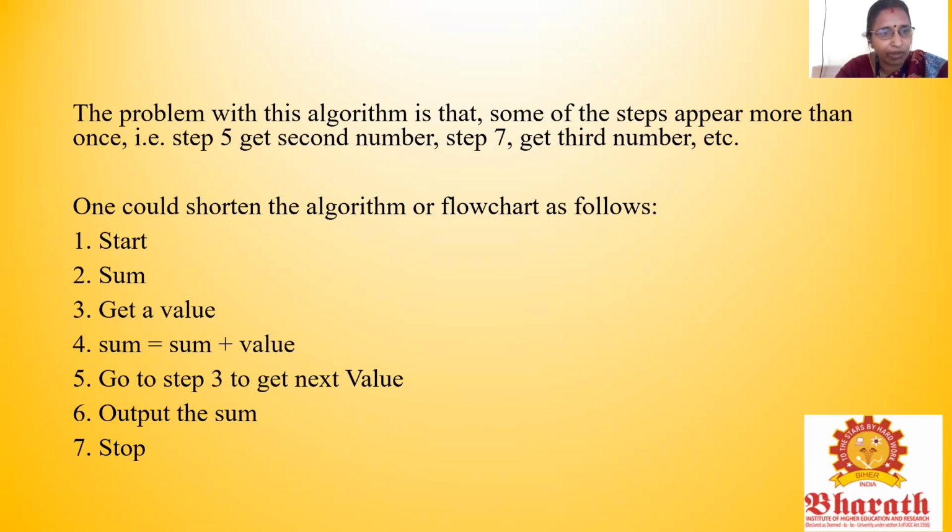So start the process, initialize the sum value equal to 0, get a value, the input value, and sum equals sum plus value. So add the partial sum, that is the initial value of sum equal to 0, with the incoming value to update the value of sum. Then go to step number 3 to get the next value. Get the next value, add it to the partial sum value, and update the sum value. Again go to step 3 to get the next value and add the incoming value to the partial sum. Then sum becomes sum plus value.